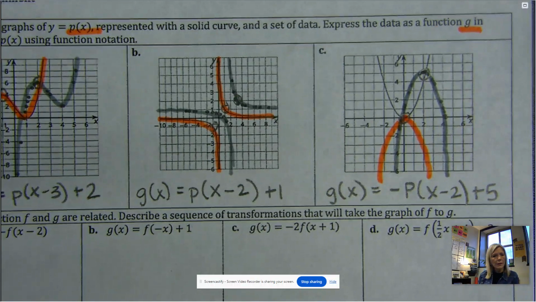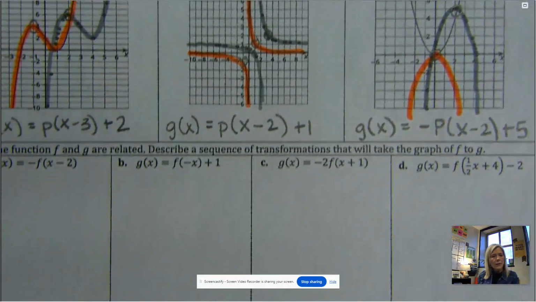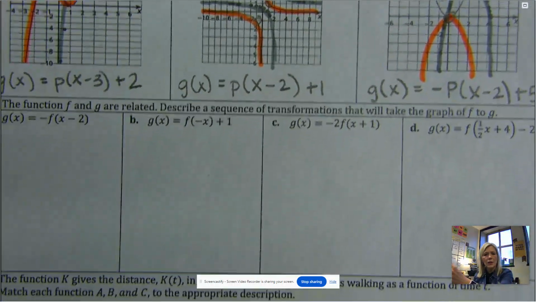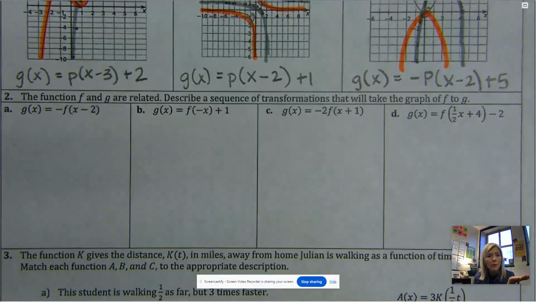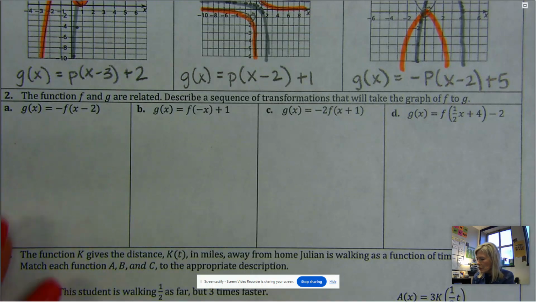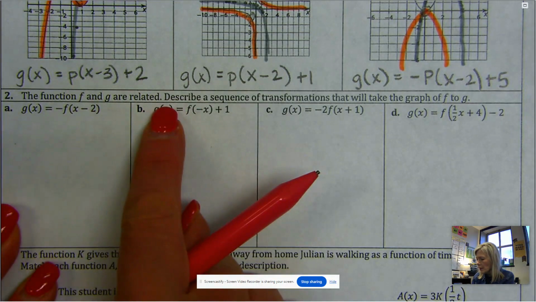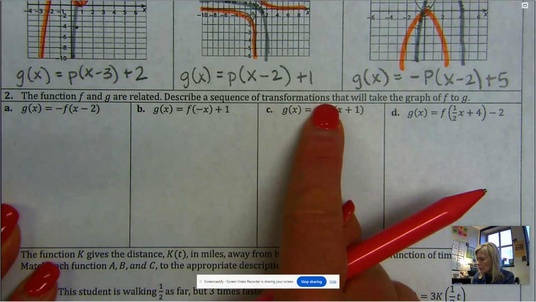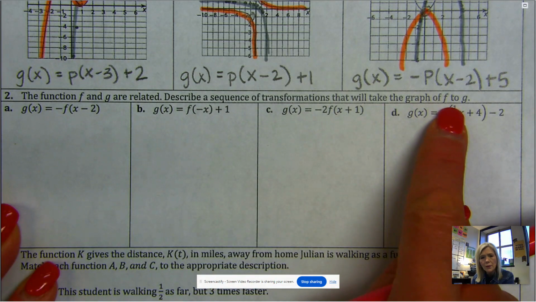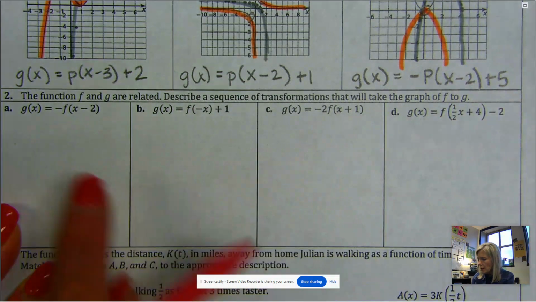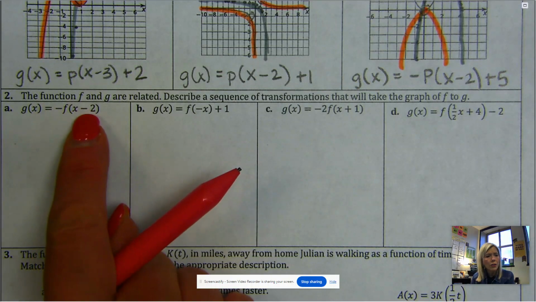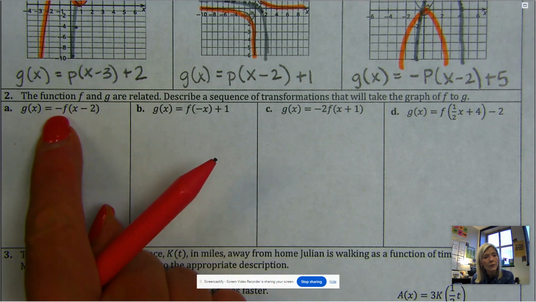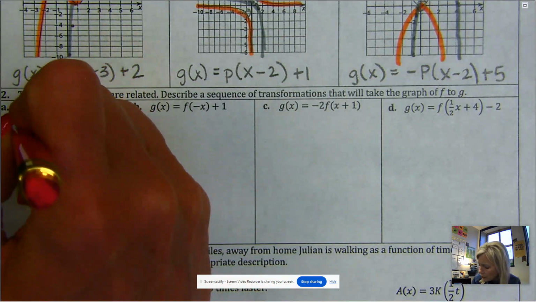All right. Okay, in the next set of exercises, we're just going to describe the transformations. So the functions f and g are related. Describe a sequence of transformations that will take the graph of f to g. So what's happening to f here is we've got to shift to the right by 2, or translate right by 2, and reflect over the x-axis.